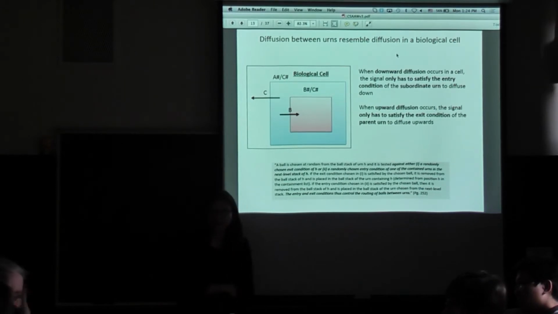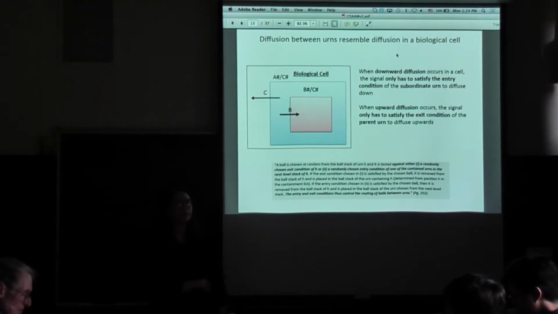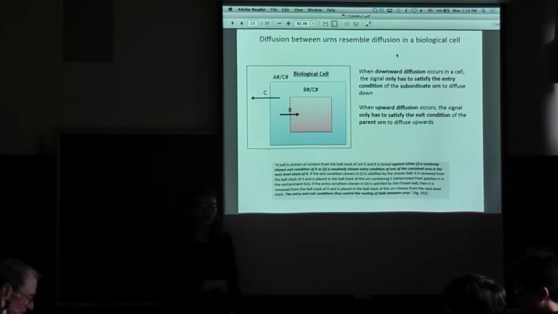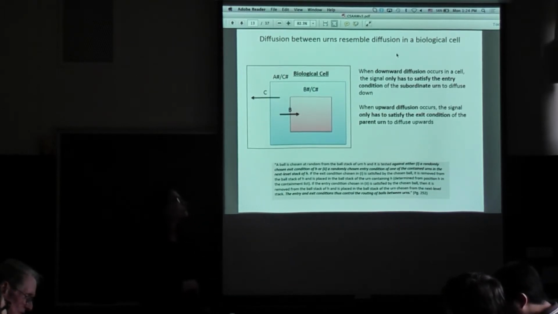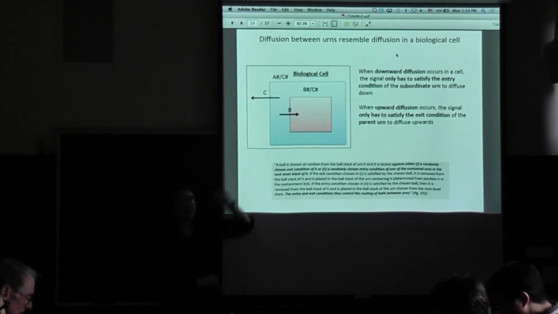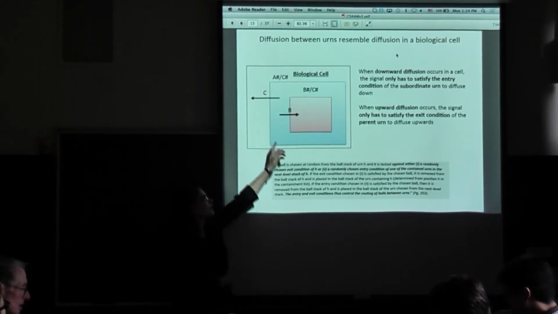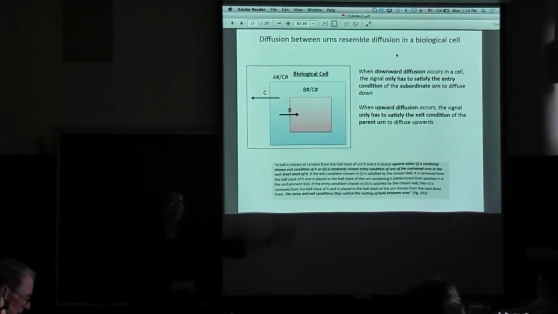So we just discussed reactions for a second. Now I'm going to discuss diffusion. The way diffusion works is meant to resemble how diffusion works in a biological cell. So let's say you're a reactant T and you're trying to diffuse down a level. So you're in the cytoplasm of the biological cell and you're trying to diffuse into the mitochondria.